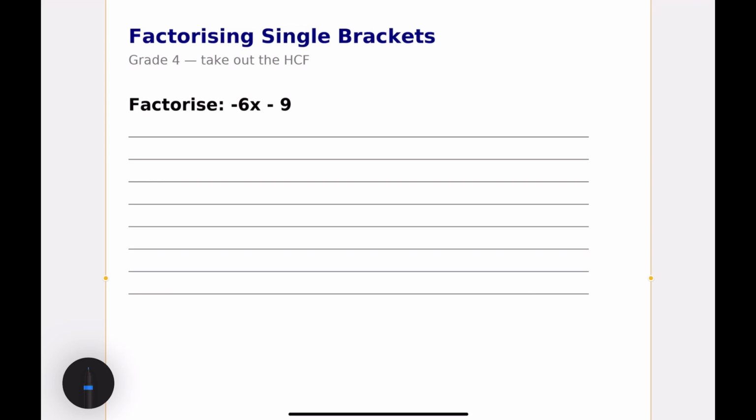Okay, next question. We've got negative 6x minus 9. I know that the highest common factor is negative 3. If you didn't know that, you could write down all the factors of negative 6 and negative 9 and work out which one's the highest common factor, like I showed you with the previous question, but this time I'm not going to do that. If we look at the letters, x does not go into negative 9, so it's just going to be negative 3 on the outside. Let's divide negative 6x by negative 3, which is going to be 2x. And let's divide negative 9 by negative 3, and that's going to be positive 3.